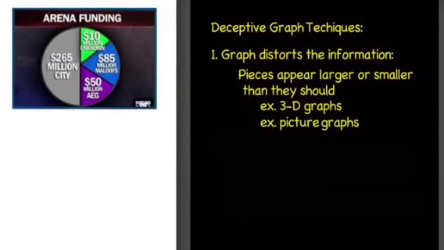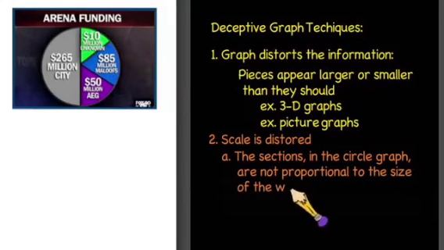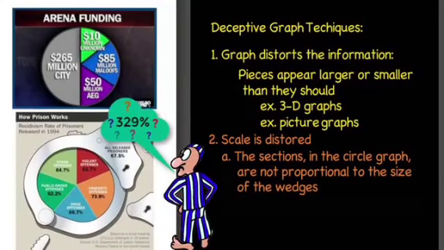So in this graph, the scale is distorted since the sections in the circle graph are not proportional to the size of the wedges. A similar problem occurs when the percents do not add up to 100.